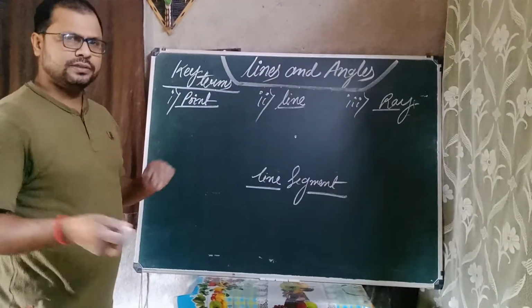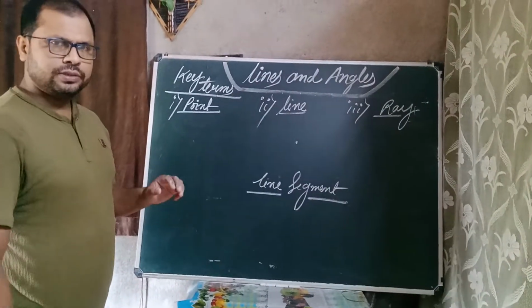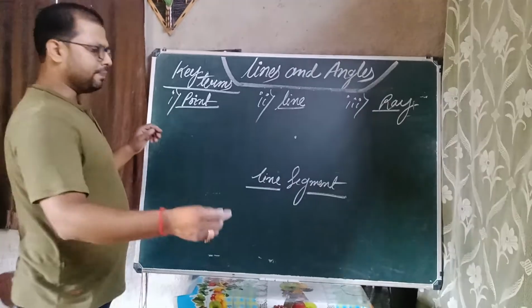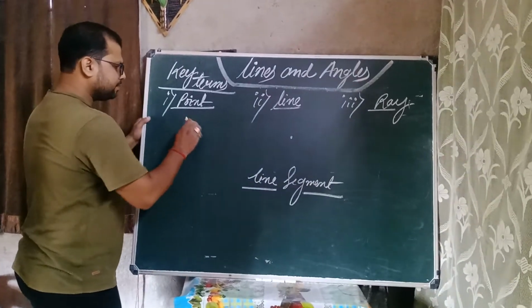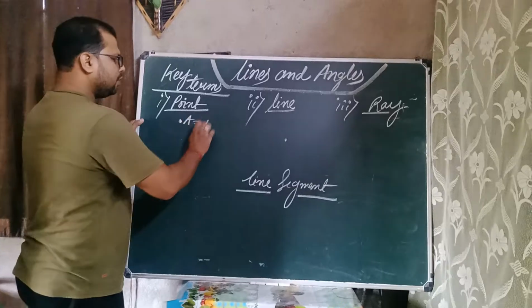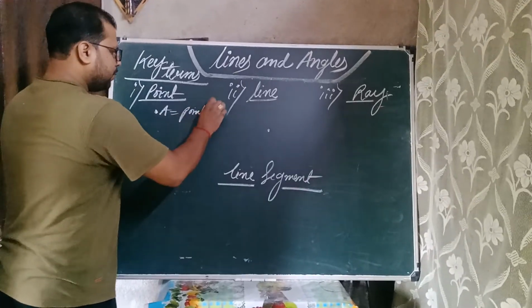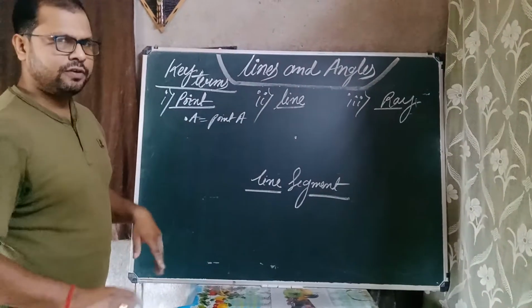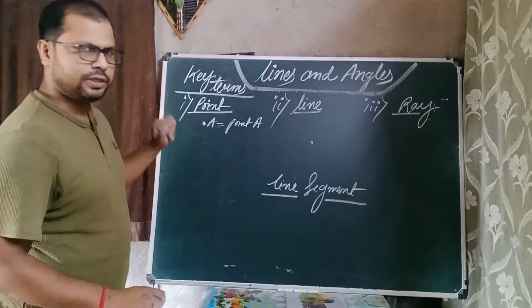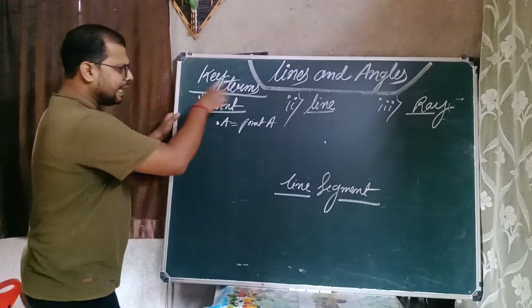Point. What is a point? The full stop in English and the point in mathematics are the same. If I write this, it is called point A. It means it's the representation of the point, this particular dot. Understood? How many types of points are there?